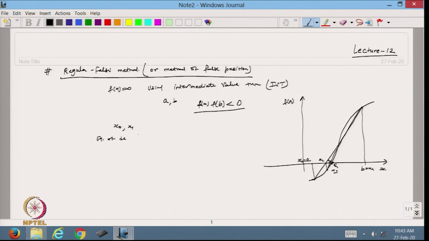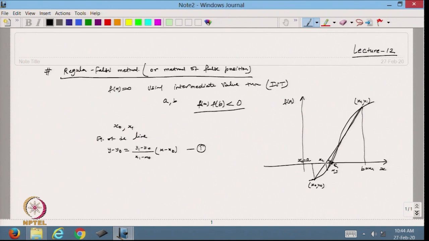So the equation of the line will be y minus y0 is equal to (y1 minus y0) divided by (x1 minus x0) into (x minus x0). So this is my point x0, y0, and this is my point x1, y1. Based on this, that is the equation of the line.